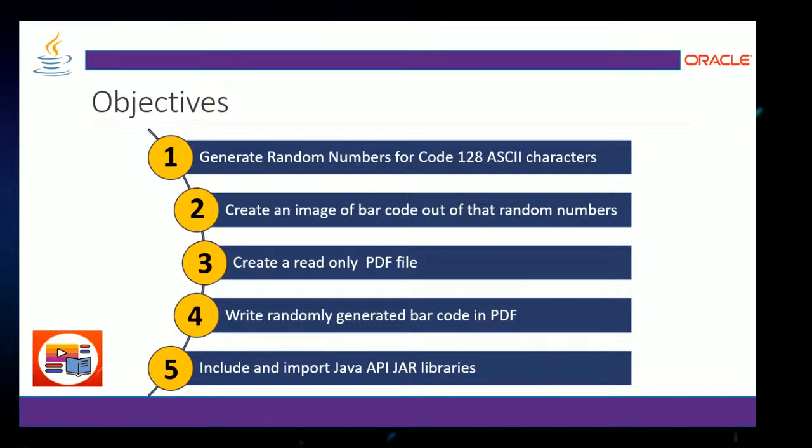The objective of the random barcode 128 generator is defined in 5 steps. Step 1, we first generate the random numbers of code 128 ASCII characters. Step 2, create an image of barcode out of those random numbers. Step 3, create a read-only PDF file. Step 4, write the randomly generated barcode in the PDF, which is read only for safety reasons. And step 5, the most important, we have to include and import Java API jar libraries in the application.